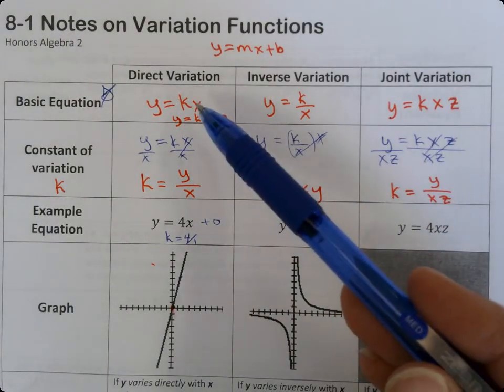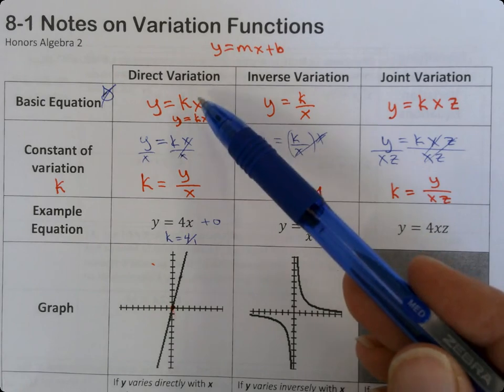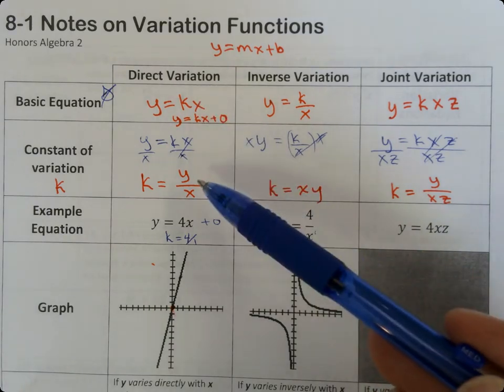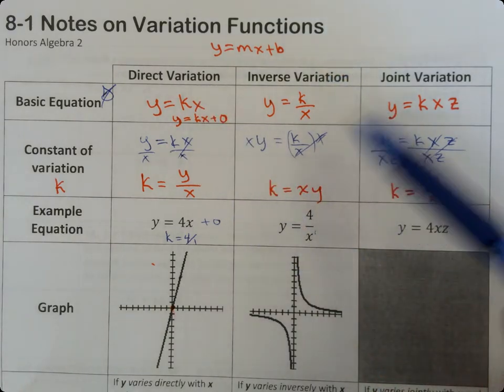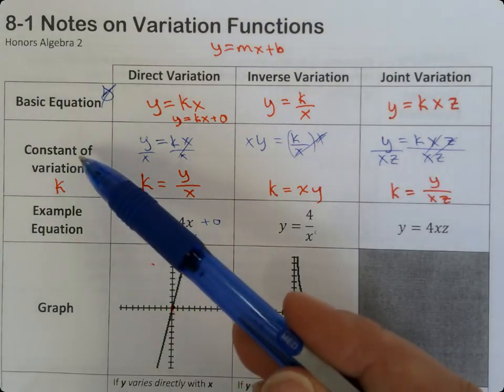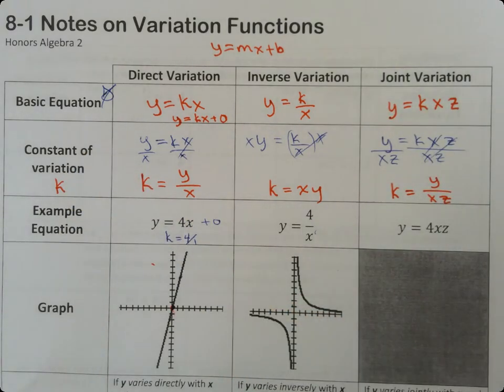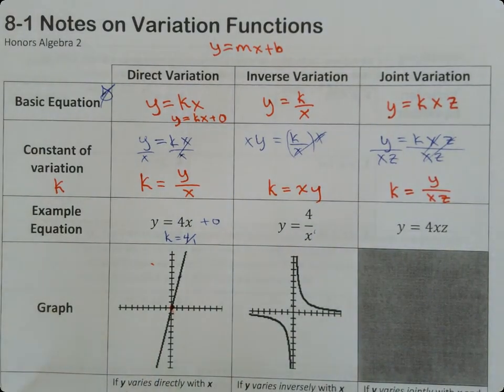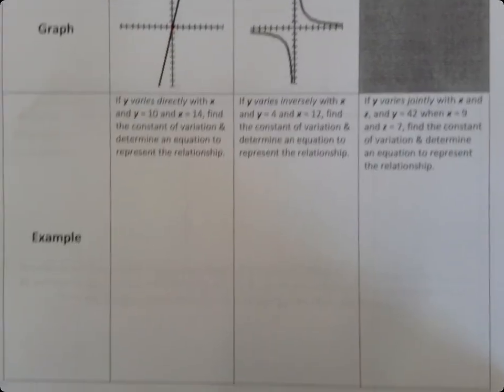So this would definitely be note cards, direct variation on the front, y equals kx on the back, maybe a little note about k. Same thing here and here, but you've got to know the constant of variation is k. You have 3 different equations. Graphs look like this. Okay, so let's go down to the bottom for examples.